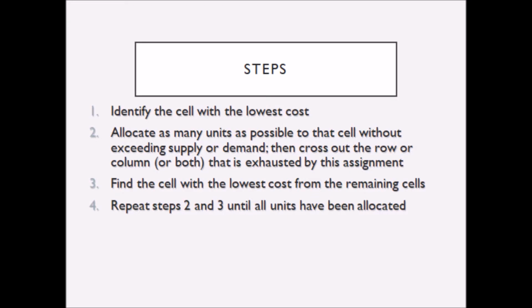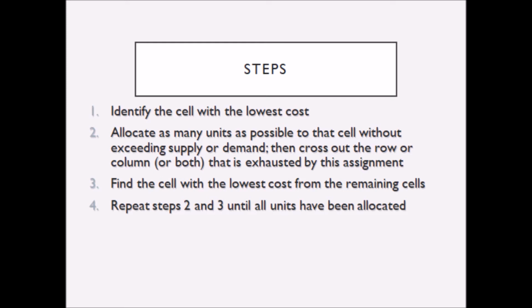The first one is to identify the cell with the lowest cost. Next is allocate as many units as possible to that cell without exceeding supply or demand. Then cross out the row or column, or both, that is exhausted by this assignment. Find the cell with the lowest cost from the remaining cells and repeat steps 2 and 3 until all units have been allocated.